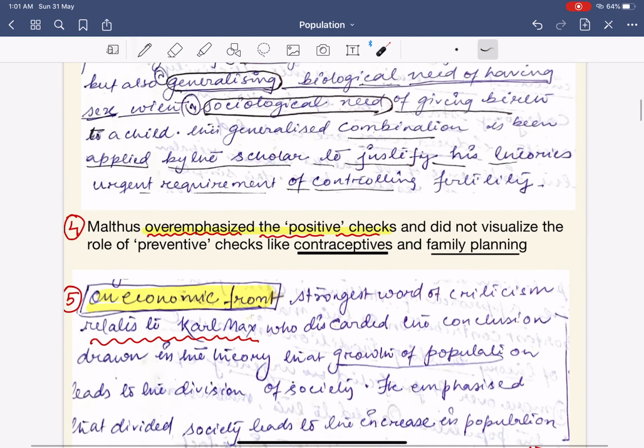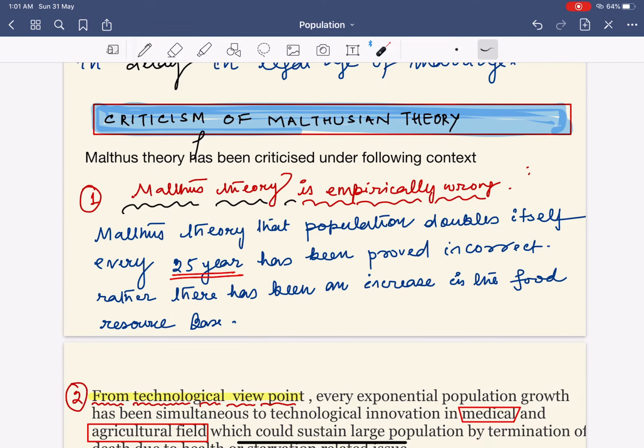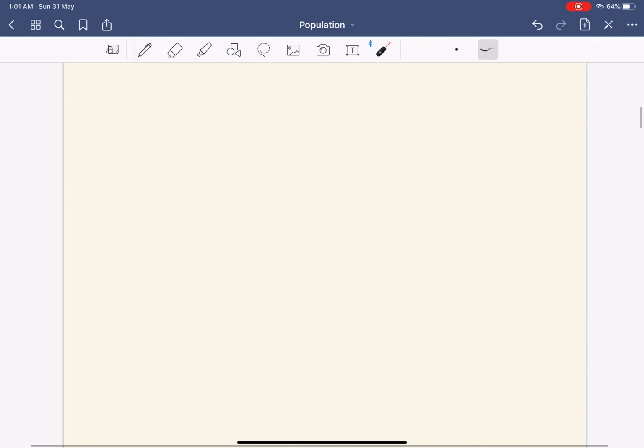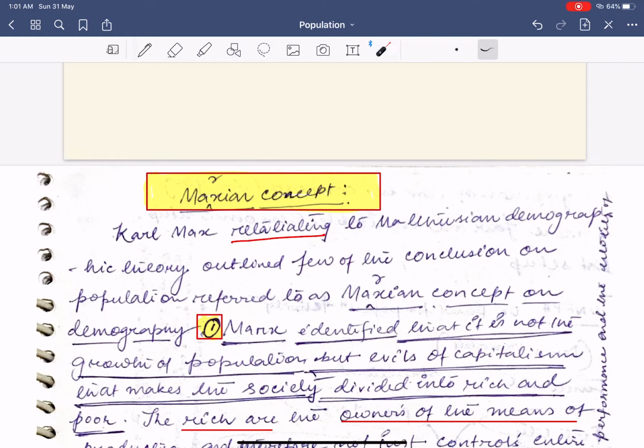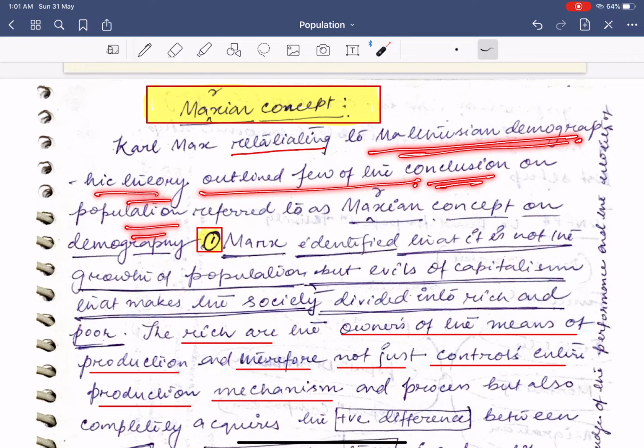I hope you got clarity on the 7 points regarding the drawbacks of the Malthusian theory. Now let's come to the Marxian concept. The Marxian concept was introduced by none other than Karl Marx. He retaliated to the Malthusian demographic theory and outlined a few conclusions on the population, referred to as the Marxian concept of demography.